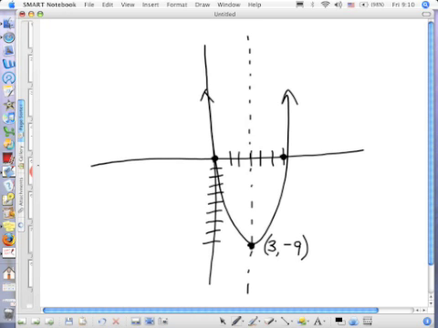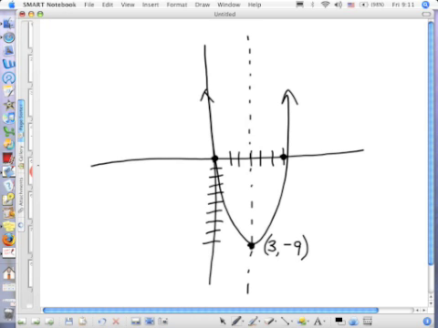You know it opens up. We found where it crossed the x-axis. Now this is handy whenever we have 2 points crossing the x-axis. Okay? So we know that the axis of symmetry is directly in between those 2 points. Once we find that number, we can just plug it in and find the y-coordinate.